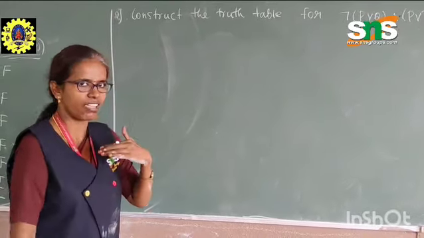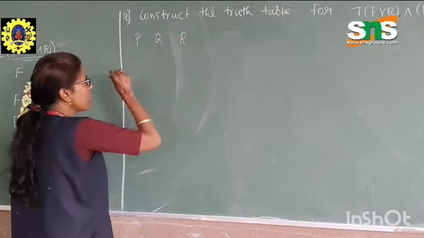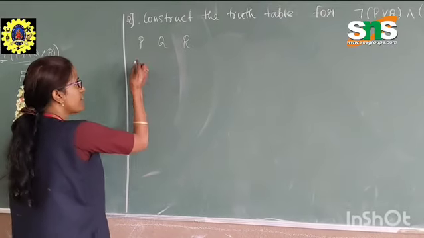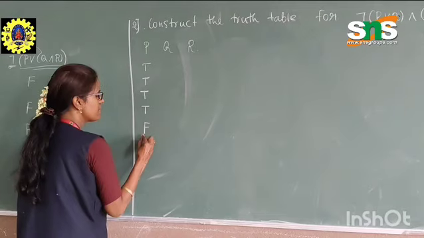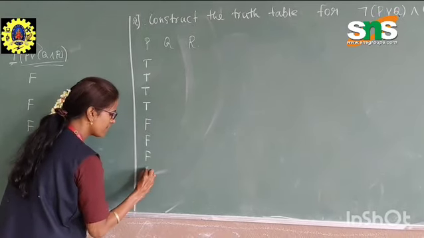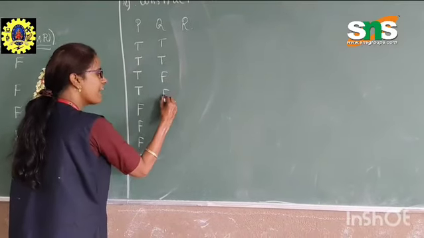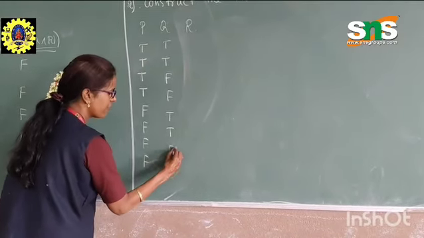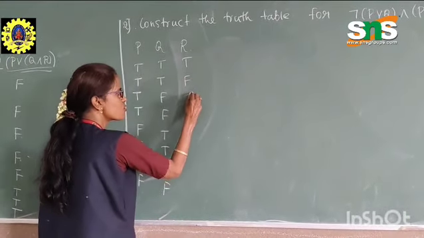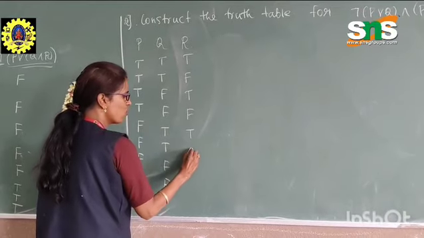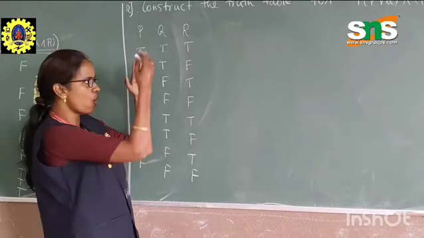In the same way, we write P, Q, R. For the combinations, we have a shortcut. For the first column, 4 T, 4 F. The second one is 2 T, 2 F, again 2 T, 2 F. And the third one is true, false, true, false, true, false, true, false. This way I have to fill all the combinations.